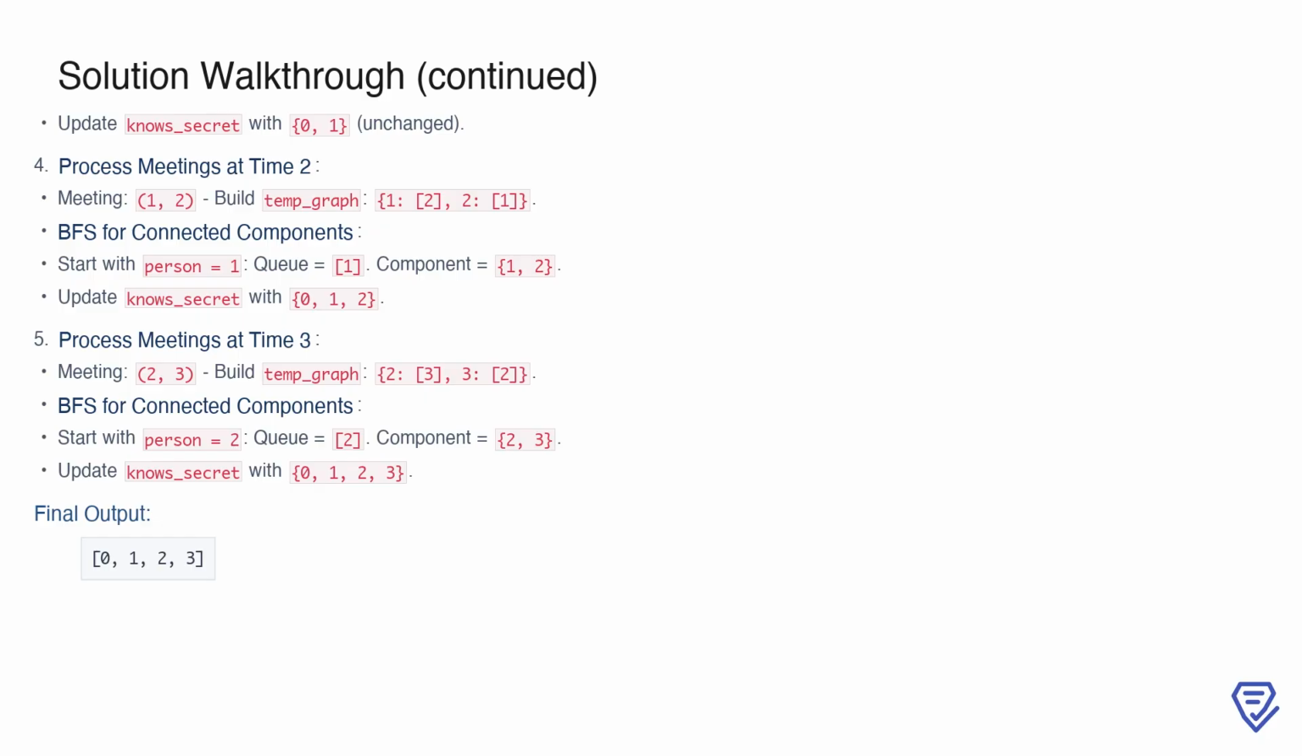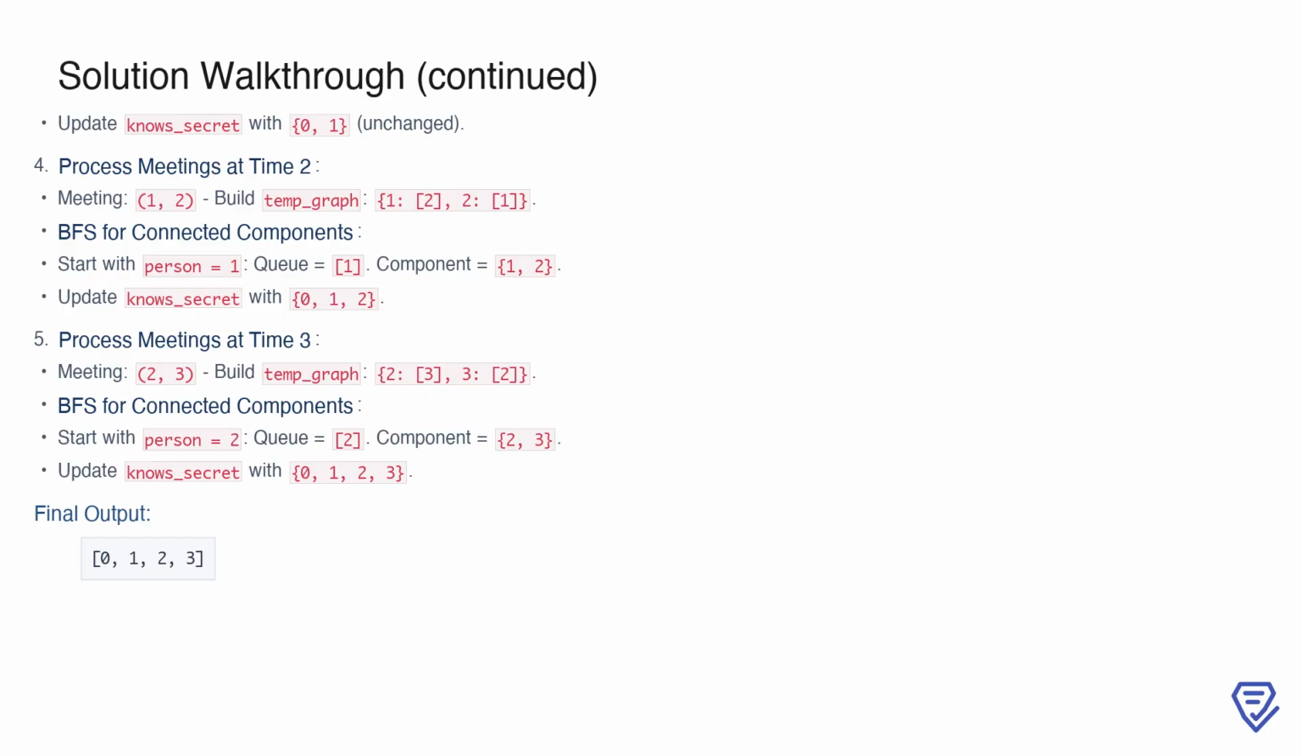Next, we process the meeting at time 2, where persons 1 and 2 meet. The temporary graph for this meeting is 1, 2, 2, 1. Again, we perform BFS to find the connected components starting from person 1, which includes persons 1 and 2. Since person 1 already knows the secret, we update the knows_secret set to include person 2, resulting in 0, 1, 2.